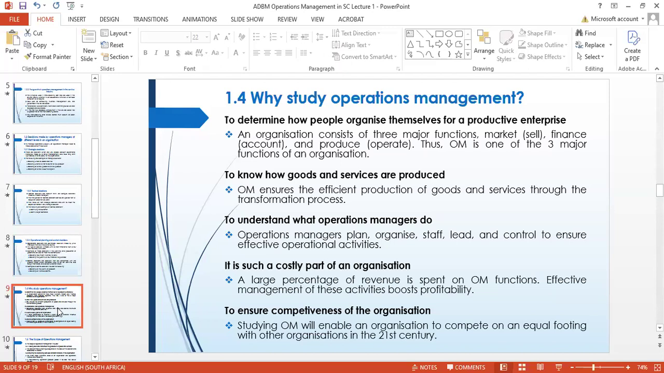An organization, we said, has got various functions or departments, but the three major ones are marketing and sales department, right, which deals with the selling of the products. And then we have the finance department, which deals with various accounts that the organization has. And we have the production department, the one which deals with the operations of producing a product or a service, right? So the last one, the production department, is where we have the operations. So operations management is amongst the major functions or departments in an organization. So it has to be studied. It has got a great effect on an organization.